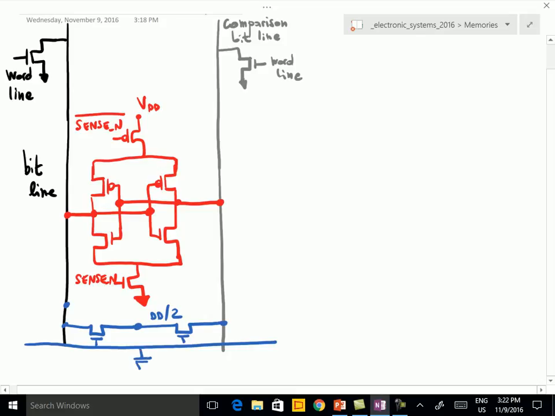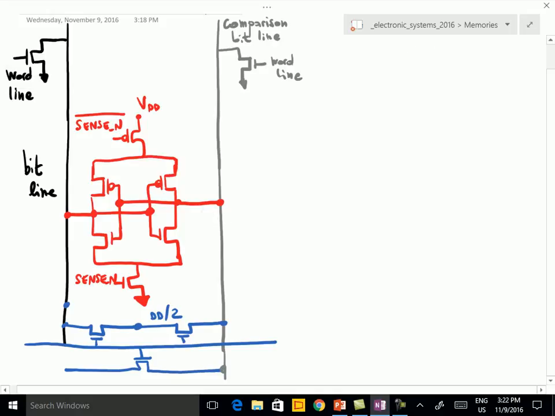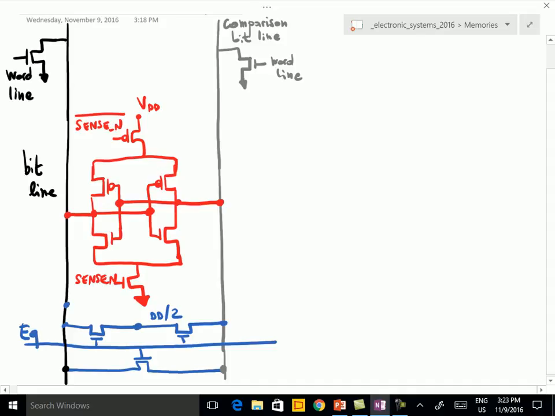I need to connect this way. Let's call this EQ. Let us understand what we do. When the signal EQ is high, of course these three transistors in blue are turned on, and therefore this means that the two bit lines go to VDD half and are exactly at the same voltage. So this EQ stands for equalization. We are precharging the two bit lines at VDD half, which is the thing that I said before.